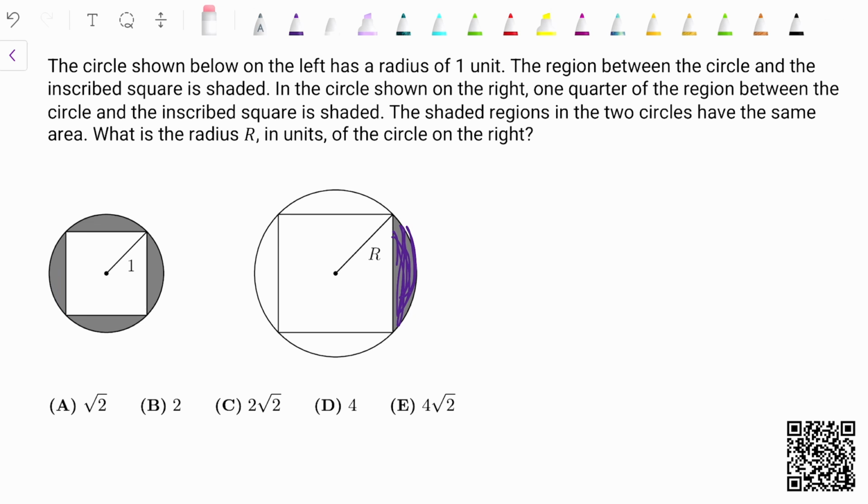Well, first we need to know the smaller circle's area, which is actually rather easy to find since the radius is just 1, so pi r squared. The r in this case is simply just 1, so that's just pi. But the harder part comes when we need to find out what the square's area is.